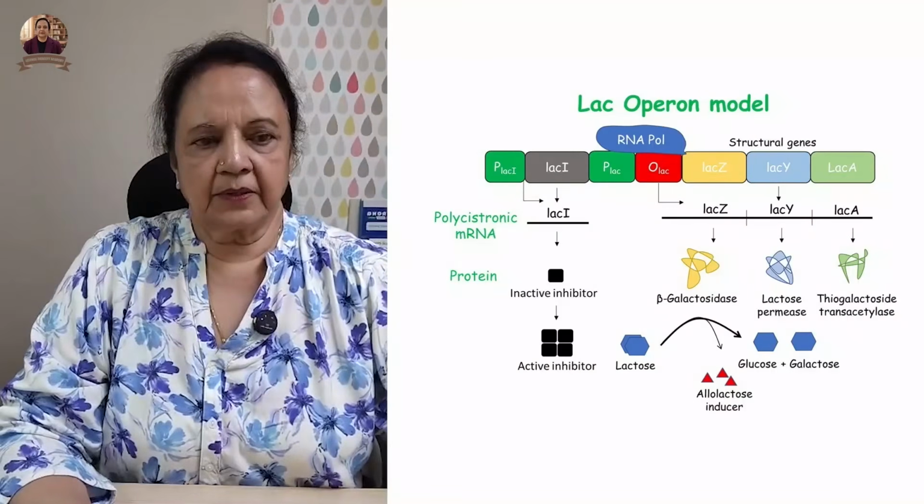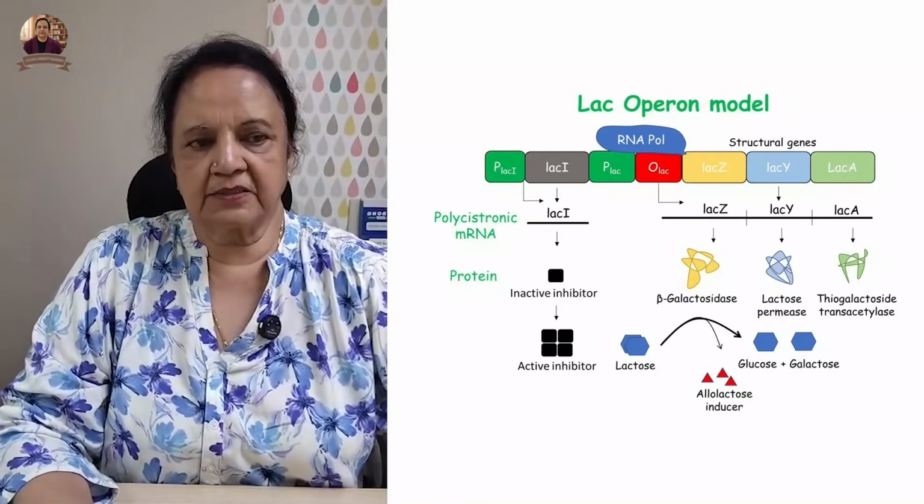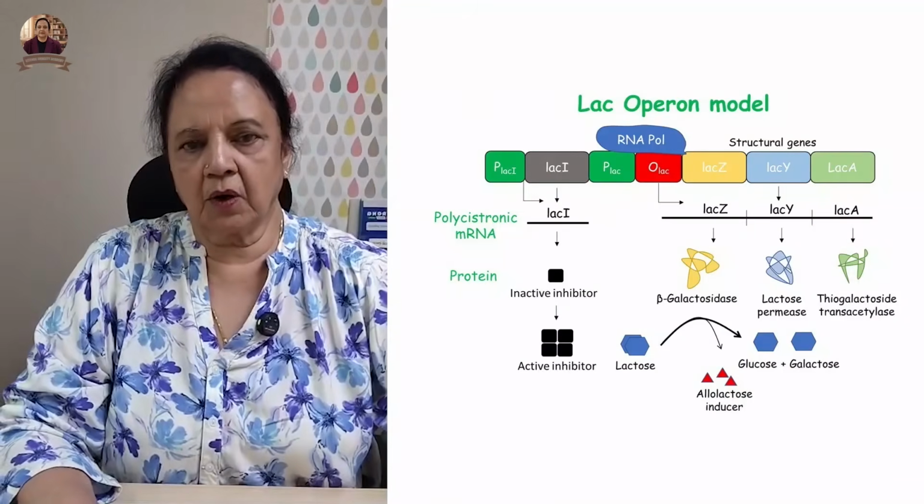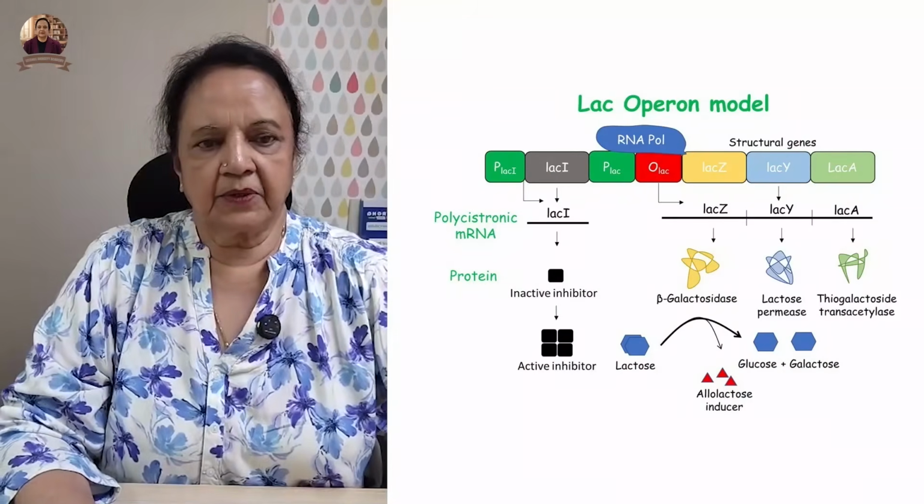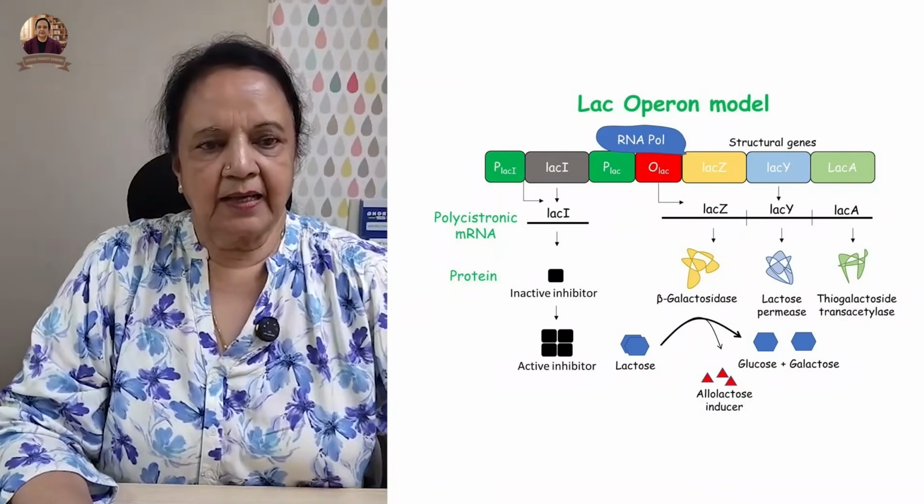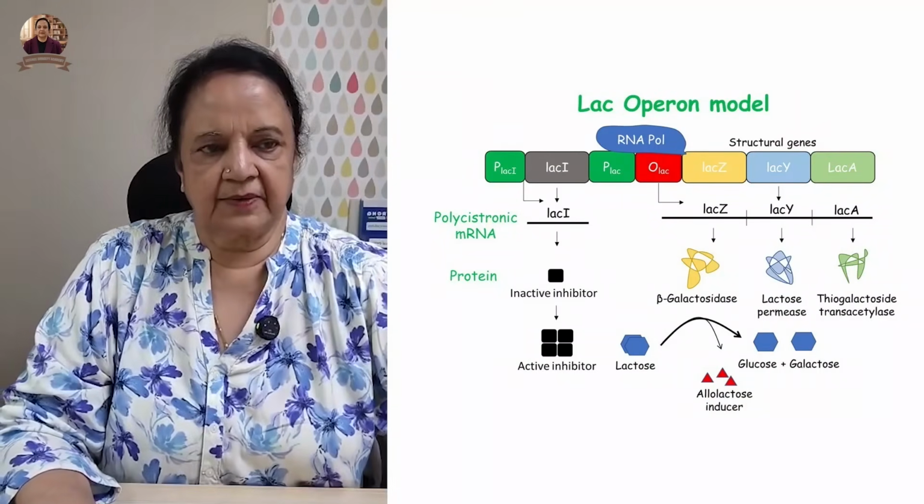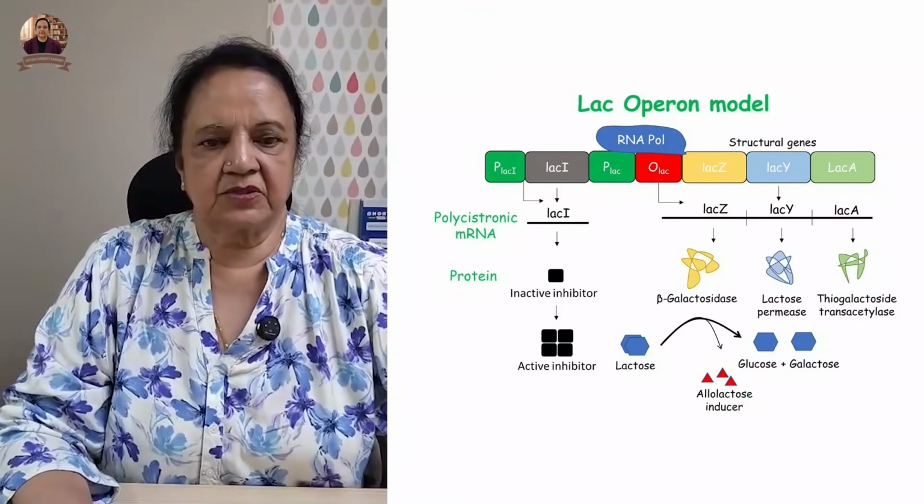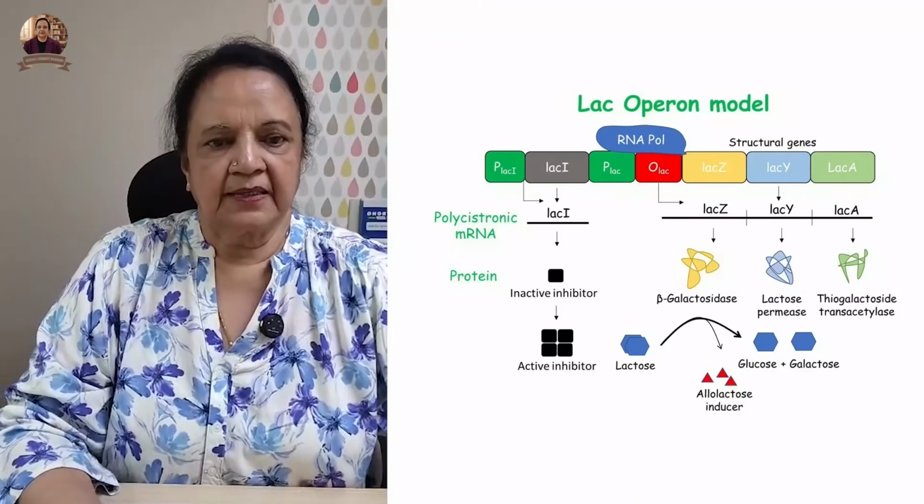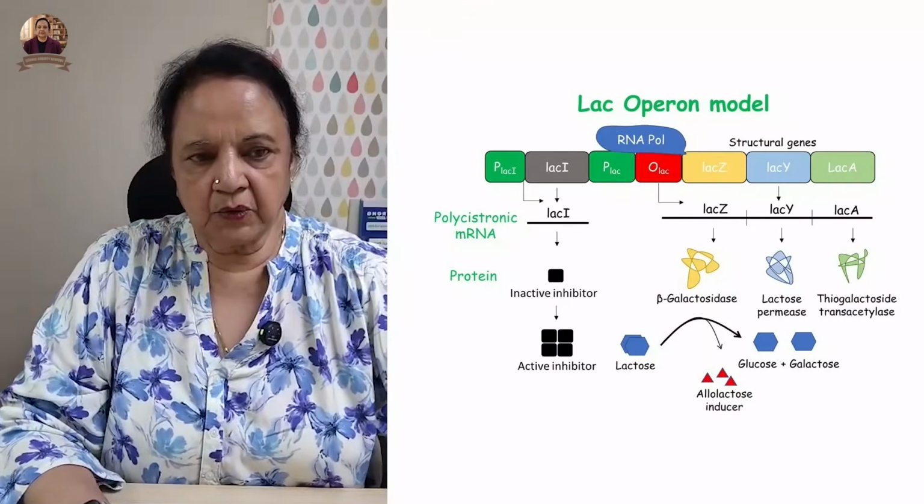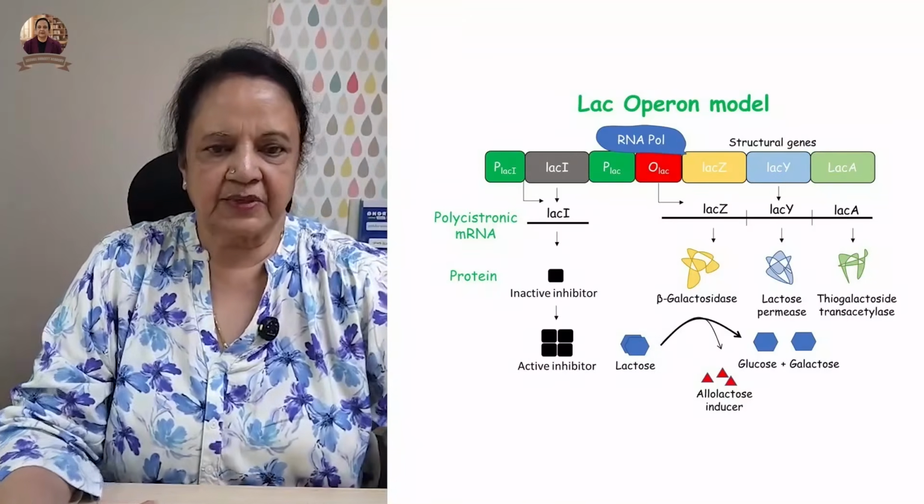Explain the Lac-Operon model. How does it switch on and off? The Lac-Operon in E. coli is a classical model for gene regulation. It is a set of genes responsible for the metabolism of lactose. It functions like a switch.